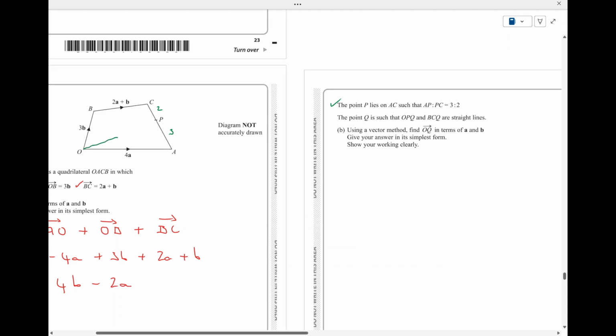O to P to Q, OPQ, and BCQ, B to C to Q. Here we go. So that must be the point Q. The point Q is such that OPQ and BCQ are straight lines. Okay. Using a vector method, find O to Q in terms of A and B.